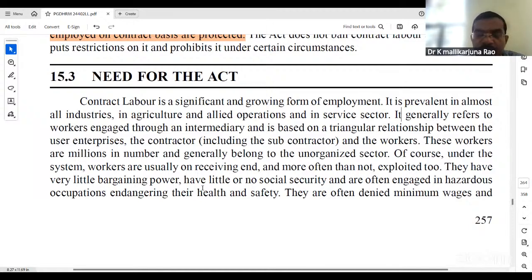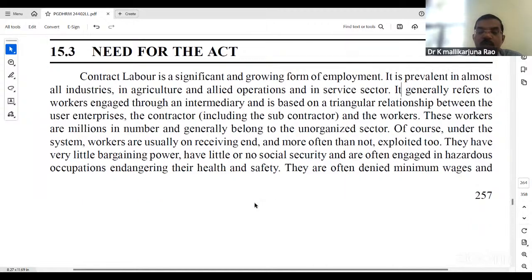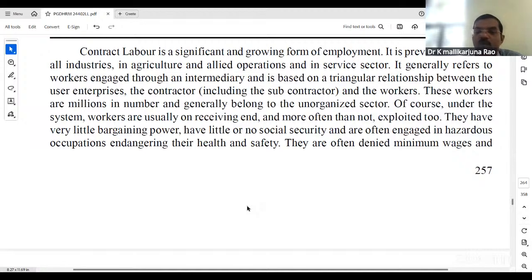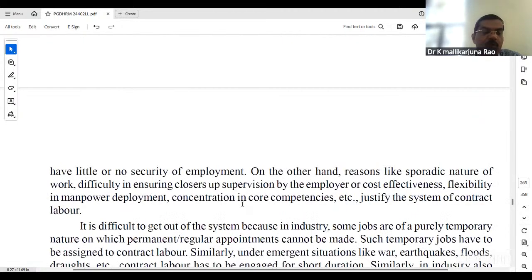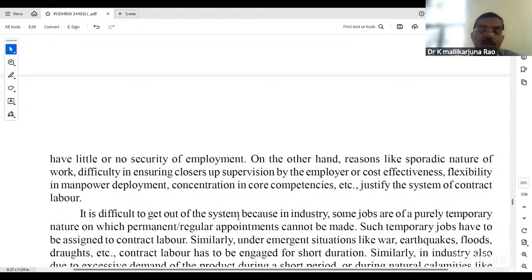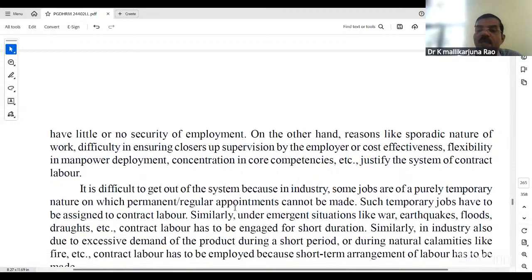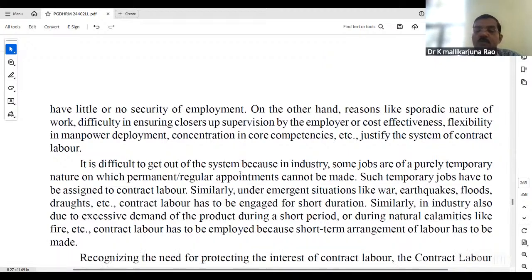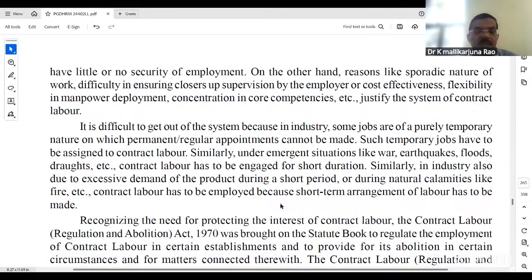So wherever there is hazardous work, health and safety is also important, but they are not given the same, on par, as direct labor. They are often paid only minimum wage and have little or no security of employment. So this is the nature of the work: difficulty ensuring closer supervision by the employers, cost effectiveness, flexibility in manpower management, deployment, concentrating on core competence, etc. These justify the system of contract labor. All these are reasons for this act.